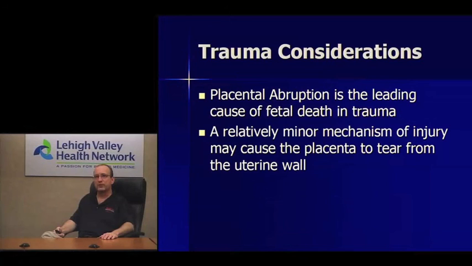Placental abruption is the leading cause of fetal death in the trauma. So if you remember with the placental abruption, there's going to be a dark blood and there's going to be a lot of lower abdominal pain with that. A relatively minor mechanism of injury may cause the placenta to tear up on the uterine wall. So even if mom doesn't seem that hurt, the vehicles don't look too bad, it doesn't mean mom needs a helicopter ride every time there's a mom involved in a minor car accident.